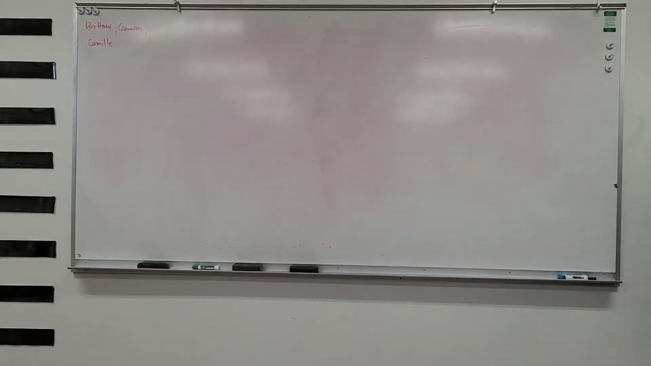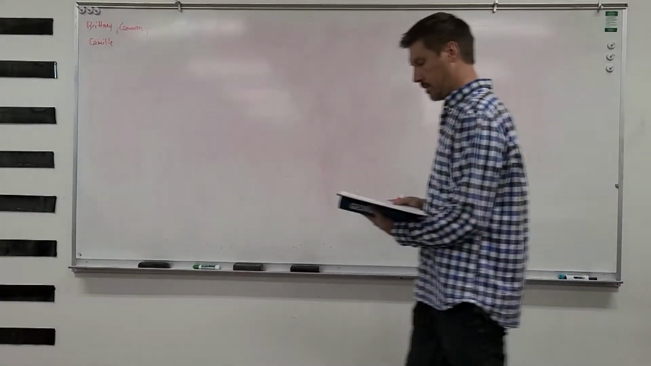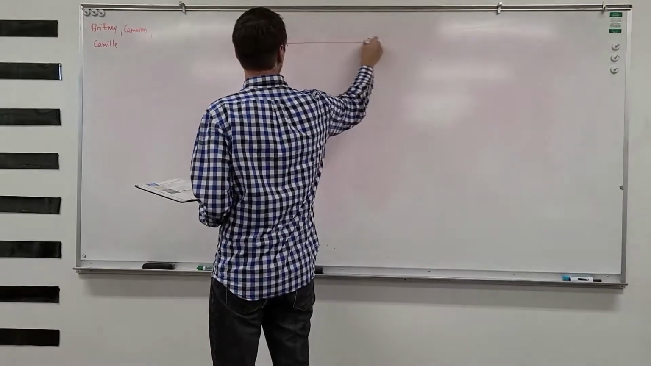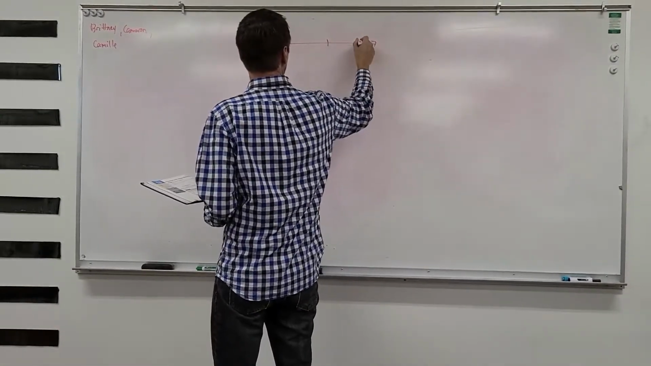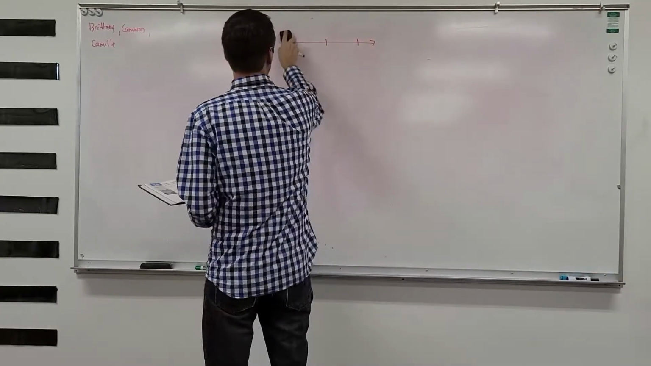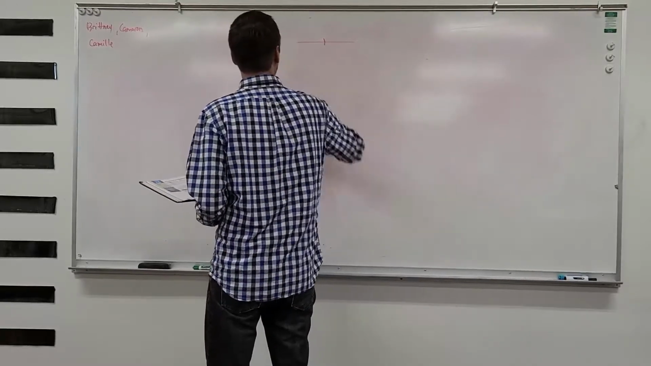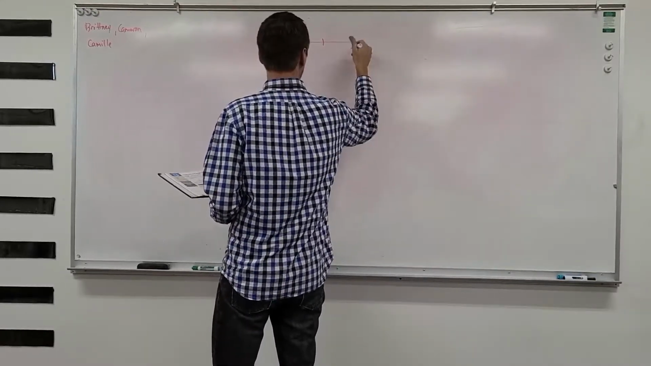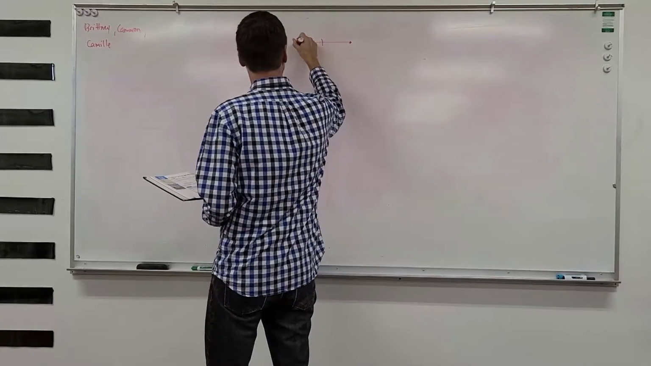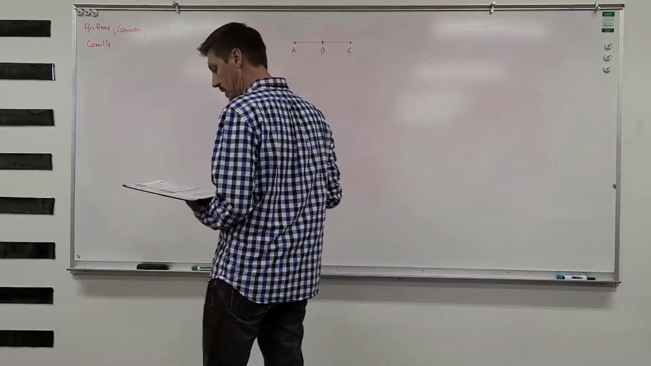All right, so let's talk about the midpoint formula. So if you draw a segment like this, right? That's not really a segment. So if I draw a segment like this, and I've got a point A, point B, and point C.